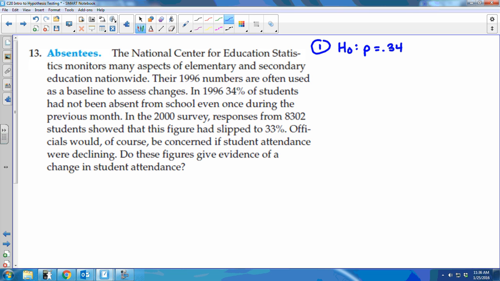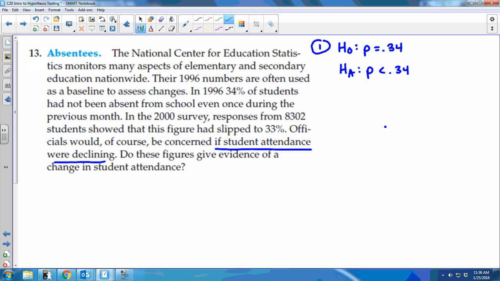Okay? You should also be able to just say what that is in words. If you don't know what I'm talking about and you can't describe to me what I'm talking about in words, then you're going to miss multiple choice questions. Okay? What's the alternative hypothesis then? It says that we'd be concerned if student attendance were declining, so we're going to check less than.